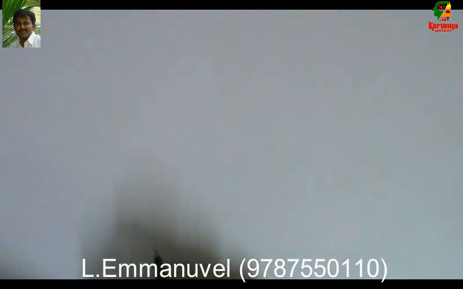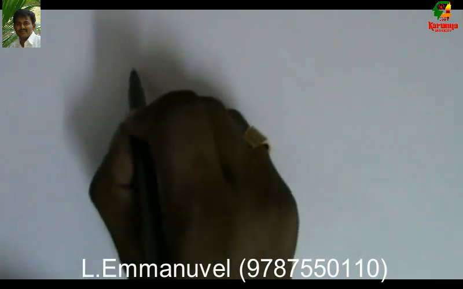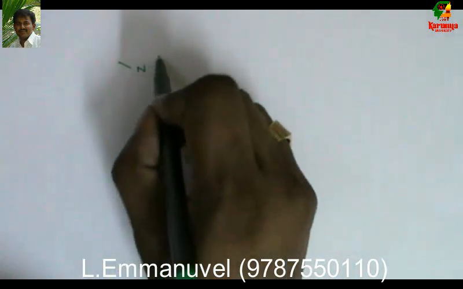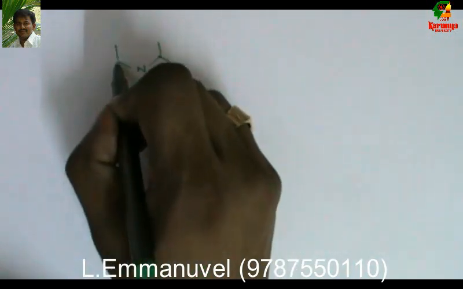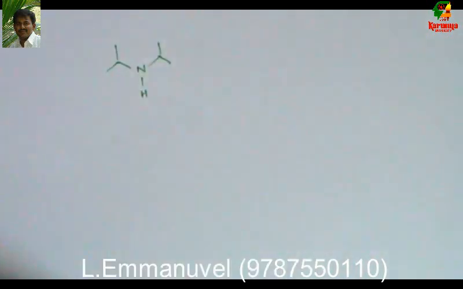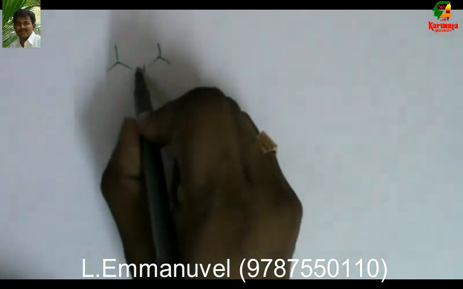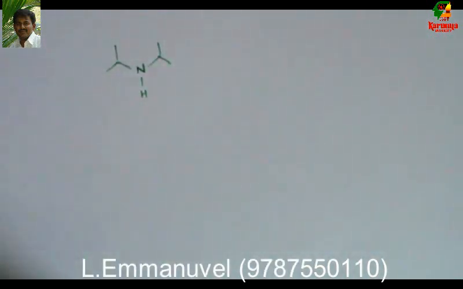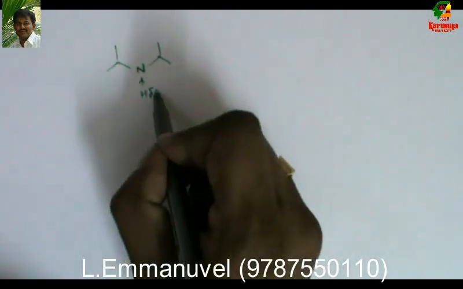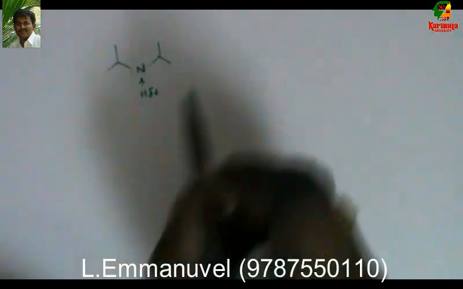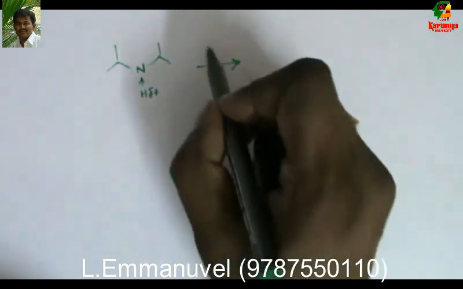What about N minus? Is it possible to generate minus charge on nitrogen? Yes, it is possible. The most common one is diisopropylamine. Because of this nitrogen atom, which is more electronegative, there is delta plus on this hydrogen. That can be taken by a base.